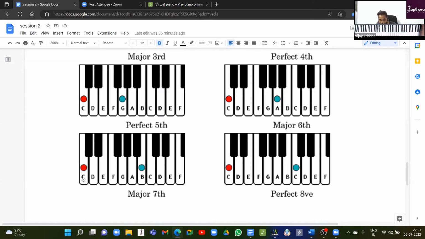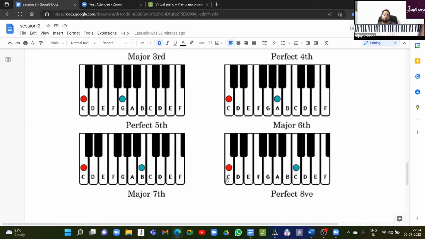When you jump to the second key, that is called a step. One step, two steps, three, 4, 5, 6, and the seventh step will be the B note. And the next one is the eighth one. We call it an octave. It has the name Perfect 8ve, which is called an octave.